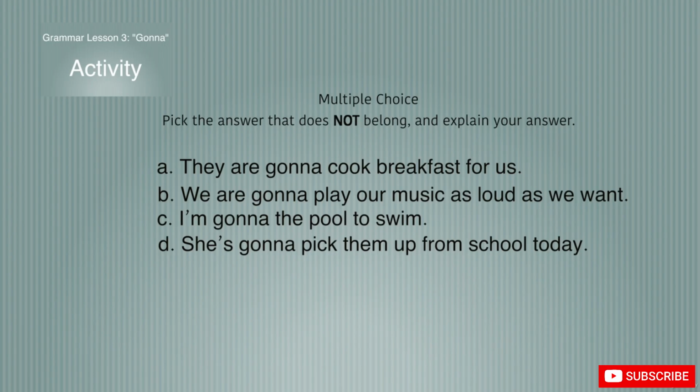A. They are going to cook breakfast for us. B. We are going to play our music as loud as we want. C. I'm gonna the pool to swim. D. She's going to pick them up from school today.